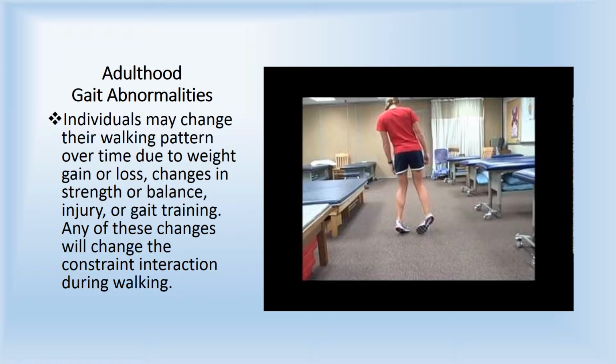Here you see an adulthood gait abnormality. Individuals may change their walking pattern over time due to weight gain or loss, changes in strength or balance, injury, or gait training. Any of these changes will change the constraint interaction during walking.